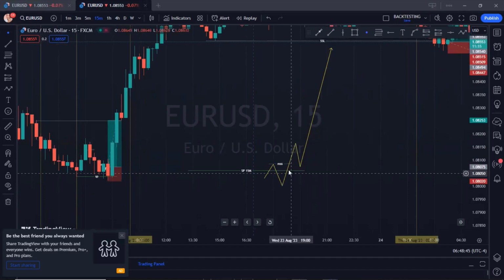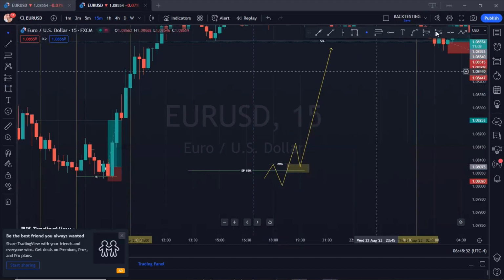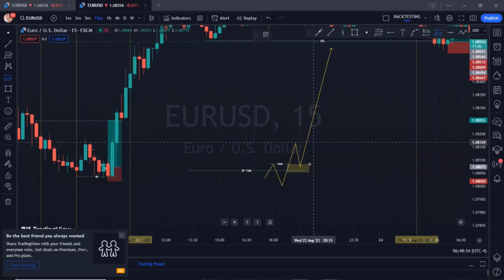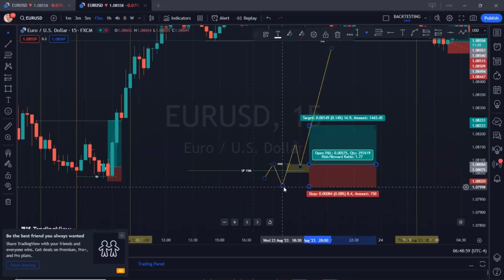So the gap should be within this leg. Okay, so the gap should be something here. Okay, and that would be your entry. So you enter immediately at that point. Okay, and where should be your low? You put your low beneath this. Now, this is how you do your low.